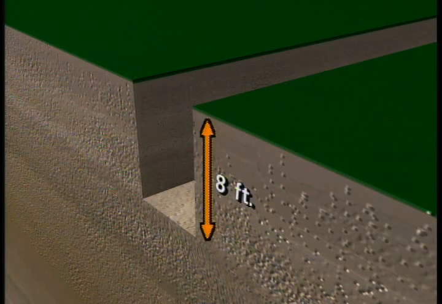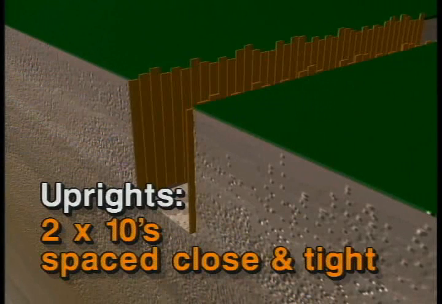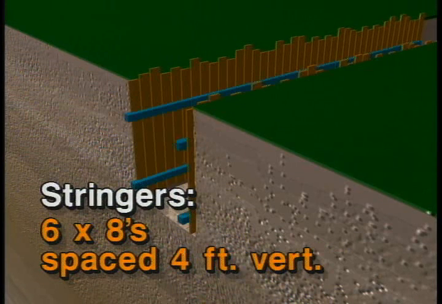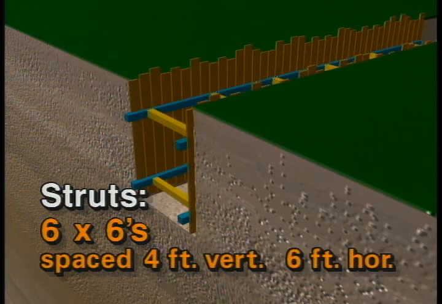Situation number 2. The soil is soft, sandy, filled, and loose. The depth is 8 feet. The width is 4 feet. Uprights, 2 by 10s, close and tight. Stringers, 6 by 8s, spaced 4 feet apart vertically. Struts, 6 by 6s, 4 feet vertical, 6 feet horizontal.